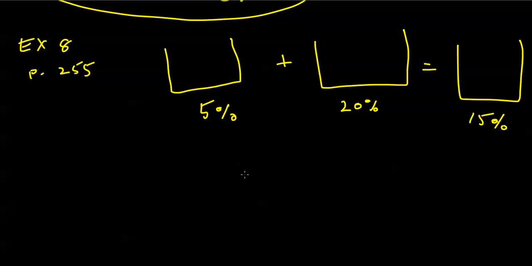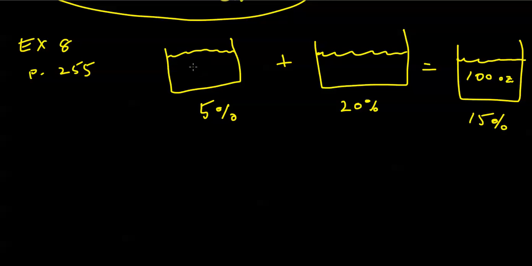Okay, so that makes sense. You got something a little weaker, something a little stronger, to end up with something in between, and the idea is how much of each to add. Well, it's important to note that we want to end up with 100 fluid ounces in the end. So our final solution is going to have 100 ounces at 15% strength.